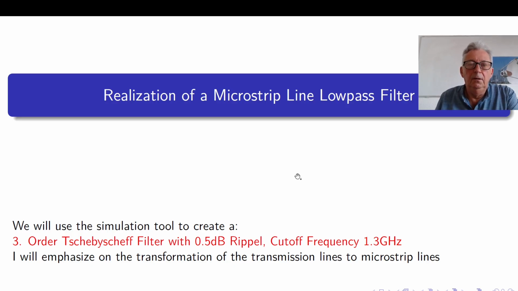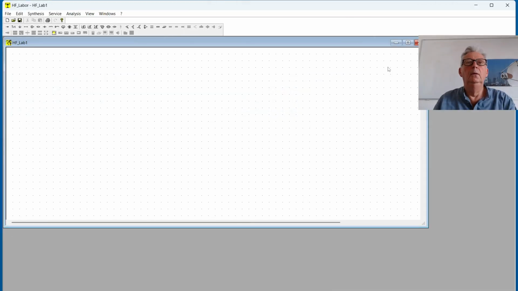And in the later section, I want to emphasize then the transformation of the transmission lines into microstrip lines. But first, I want to use now our simulation tool to create our transmission line filter, the transmission line low-pass filter, and this is very easy to do.